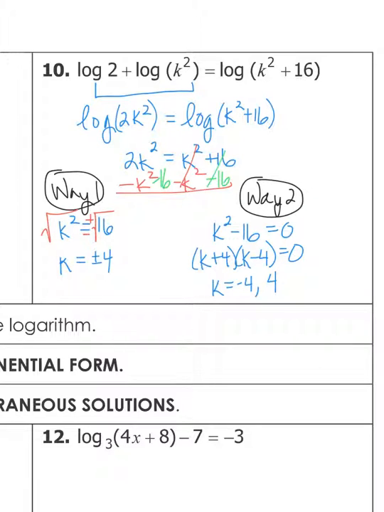So no matter which way we approach it, you're going to get the same answer. So if you plug negative 4 in here and square it, you're going to get a positive 16. So even though the 4 is negative, because we square it in the original problem, it turns out to be positive in the argument. Same thing's going to happen here. We're going to get a positive value. So both of these are acceptable answers.